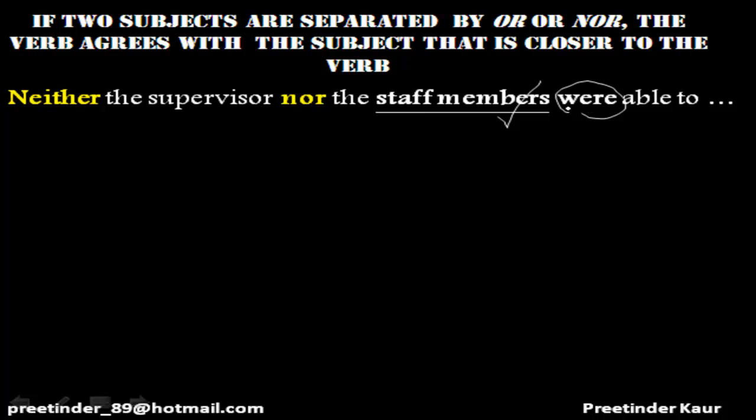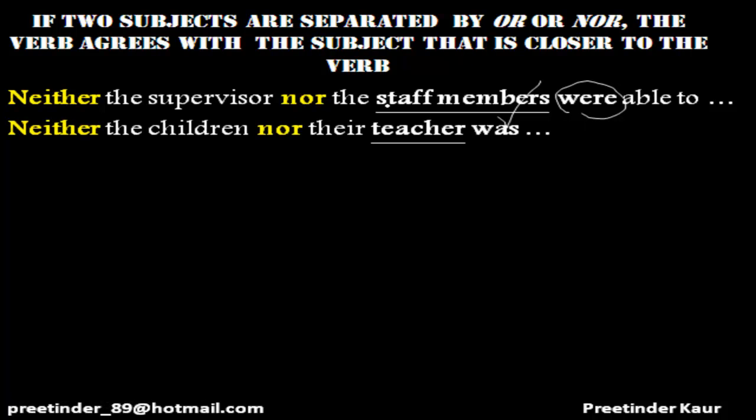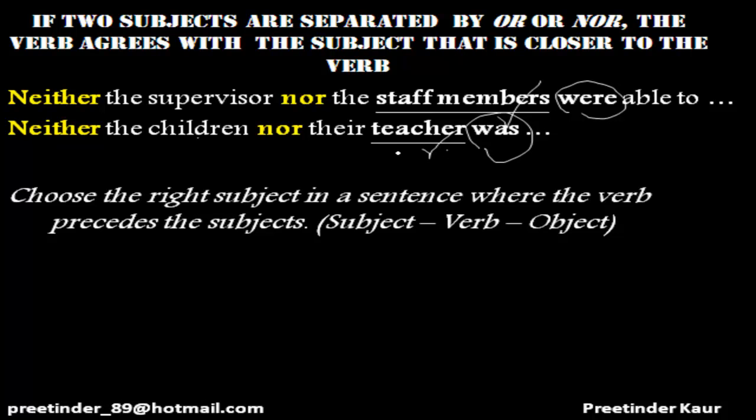Neither the children nor their teacher was. Again, this is your first subject and this is your second subject. We will take this verb according to the second subject, which is closer to the verb. Now choose the right subject in a sentence where the verb precedes the subject.